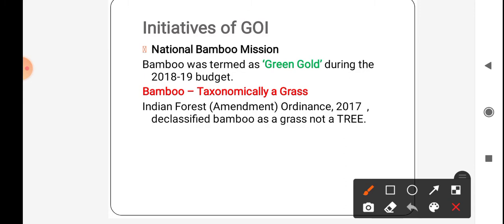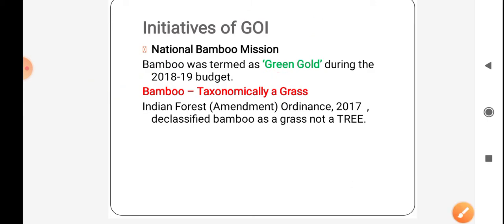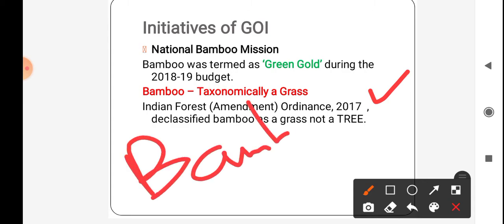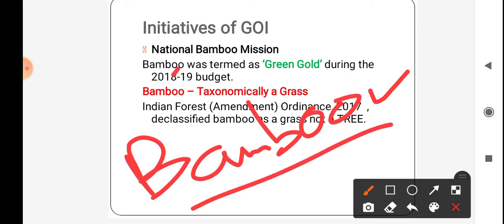This is important. Initiative of Government of India, National Bamboo Mission. National Bamboo Mission was started, and bamboo was termed as green gold during the 2018-19 budget. Bamboo is taxonomically a grass, so in the Indian Forest Amendment Ordinance 2017, bamboo was declassified as a tree and treated as a grass. Earlier bamboo was a tree, but now bamboo is a grass.